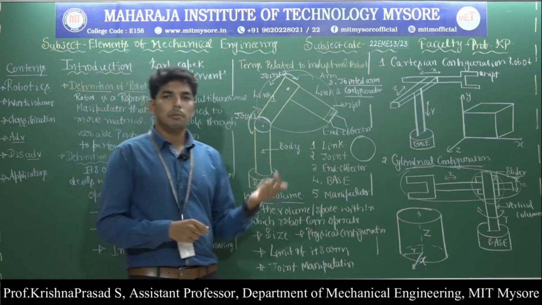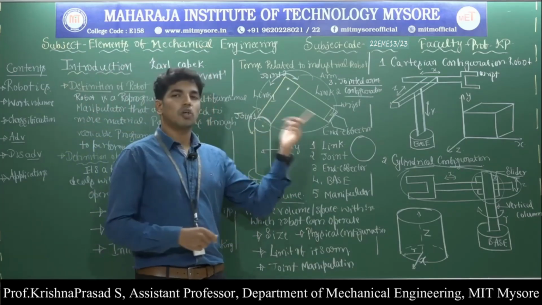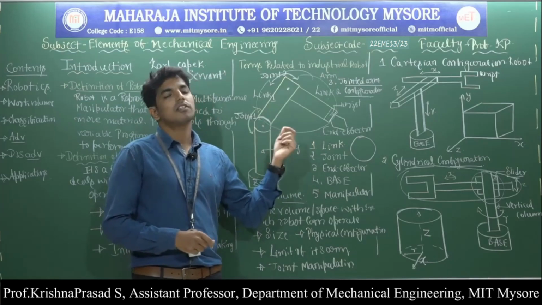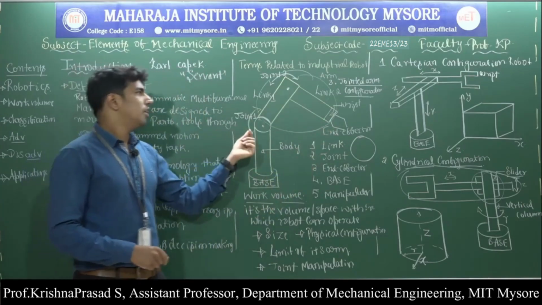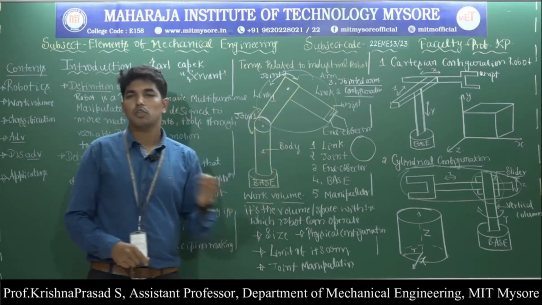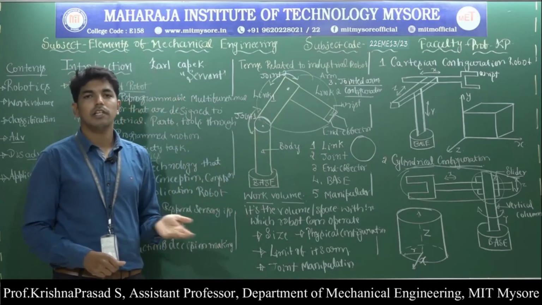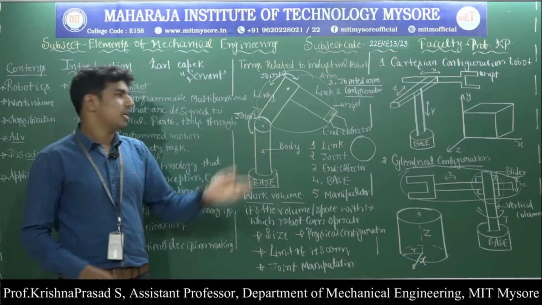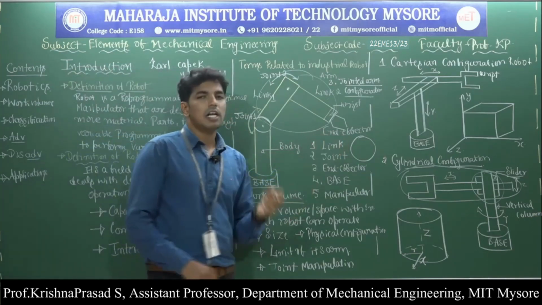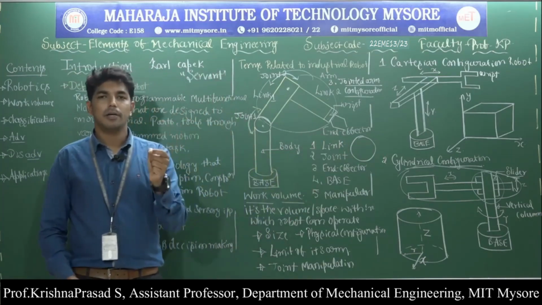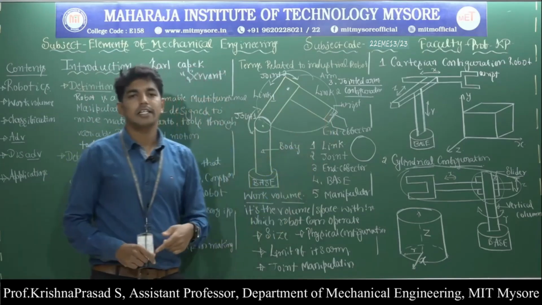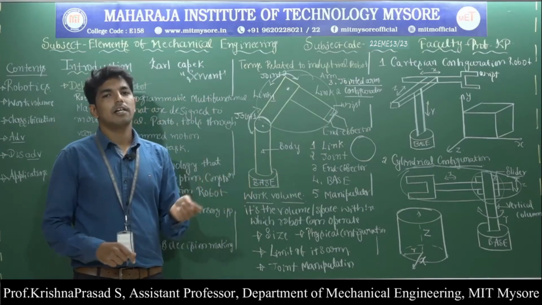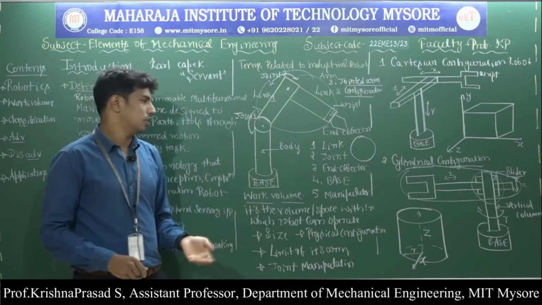A link is a rigid member that connects the joints, and motion of the input link provides the motion of the output link. Then what is a joint? A joint integrates two links together to provide controlled relative motion between the input link and output link. Then what is meant by the end effector? The end effector is a tool or a gripper, connected to the wrist at the end of the robotic arm, and it is designed to move material, parts and tools based on the application.